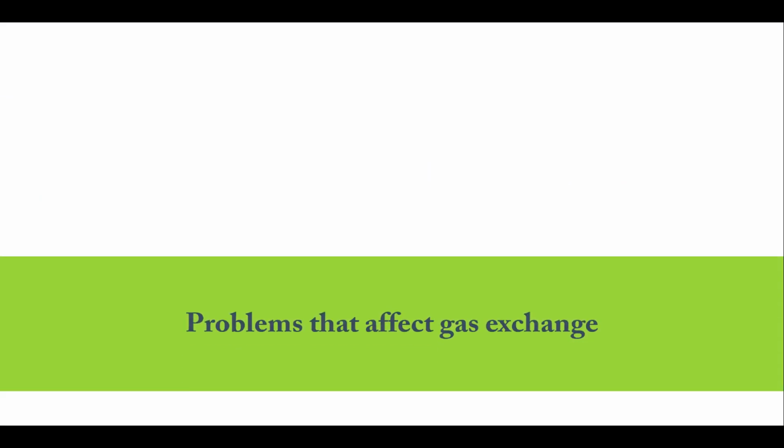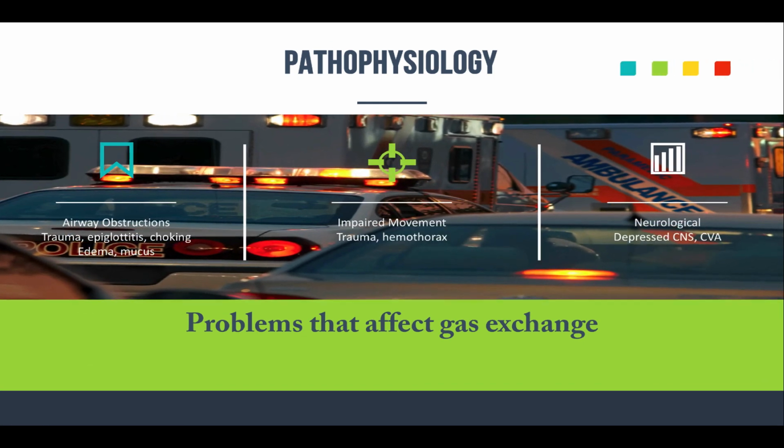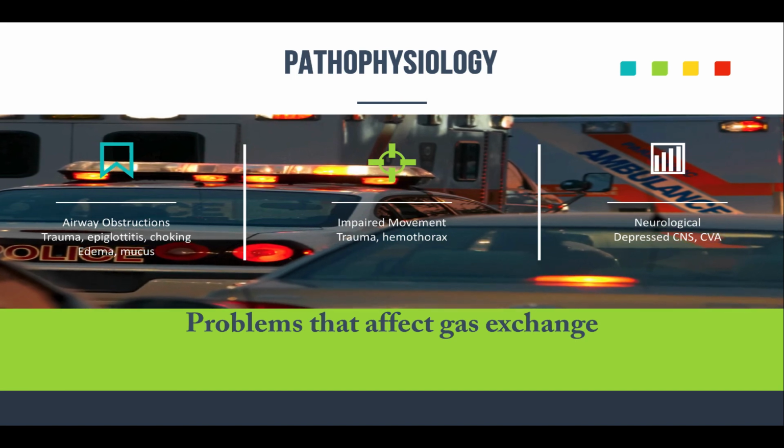Talking about some respiratory emergencies and pathophysiology. We talk about the things that affect gas exchange and ventilation. We talk about upper and lower airway obstruction, things like trauma, epiglottitis, tonsillitis, patients that are choking, obstructive lung disease, mucus, bronchospasms, edema of the airway. All these things are problems that can affect gas exchange.